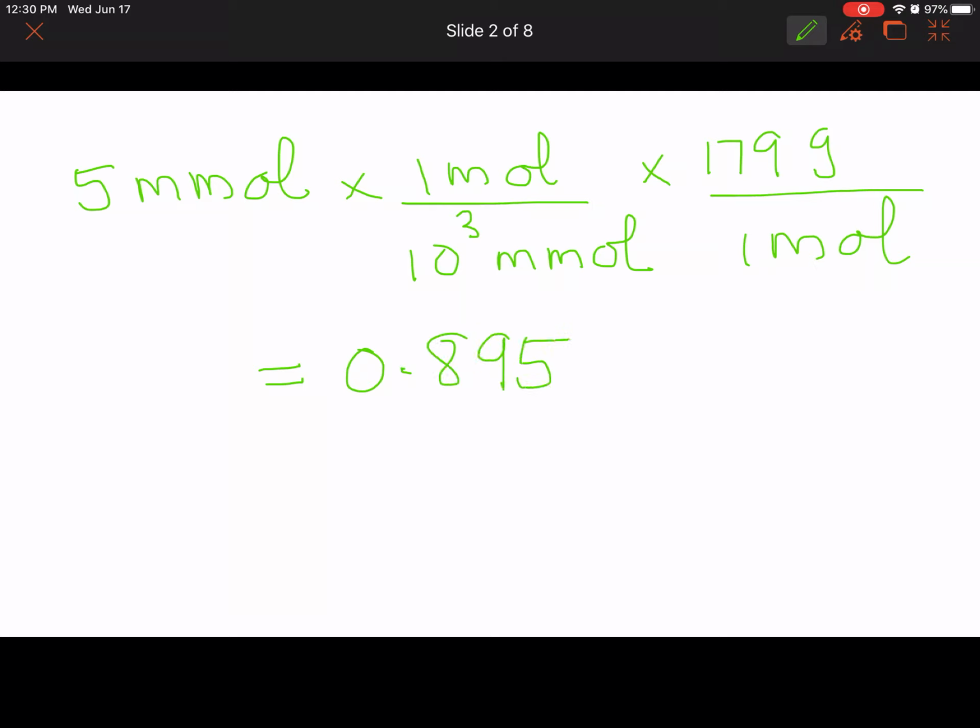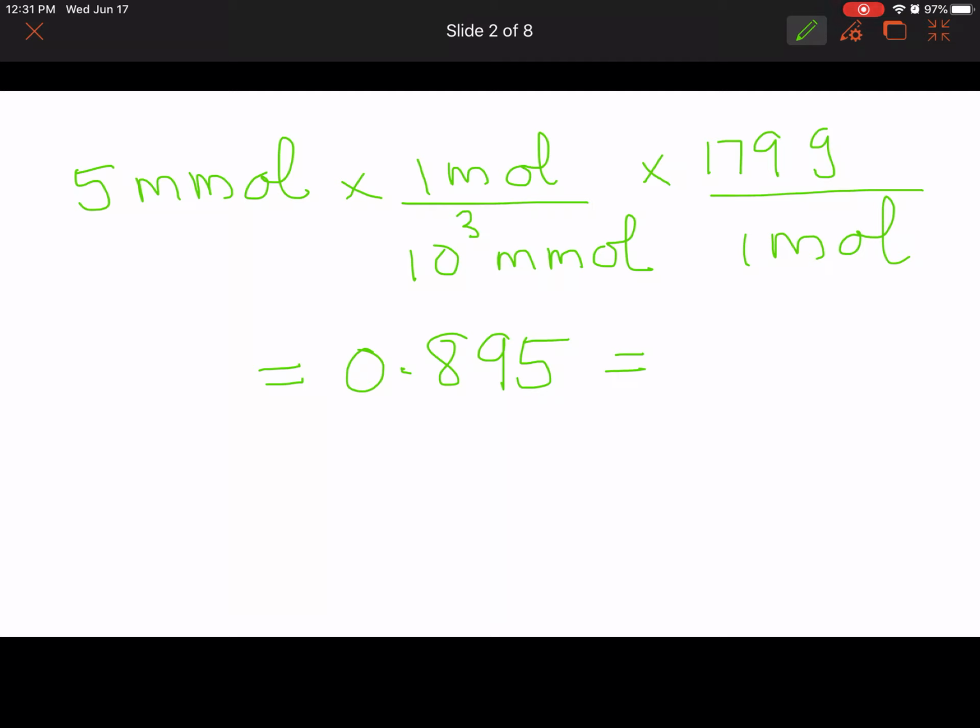0.895. And if you round it to the significant figures, this is multiplication and division. What is the rule for the significant figures for the division and multiplication? You go by the lowest number of significant figures. So here we have 5, and these are exact numbers, you don't care. And then here you have 3. So we have to keep our answer in one sig fig. So that will make it.